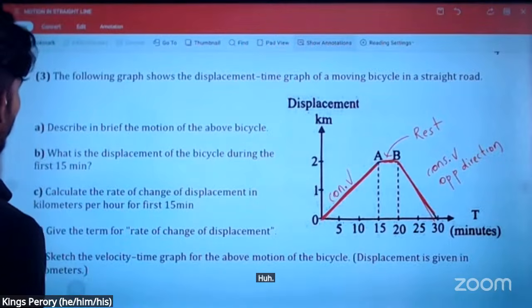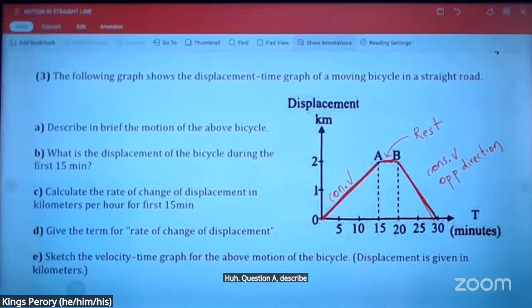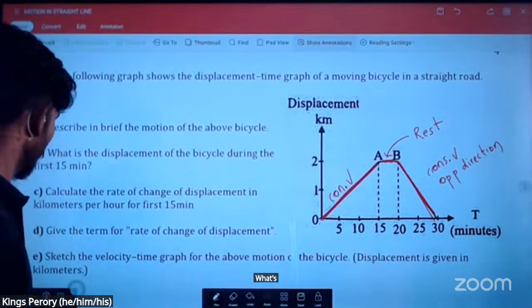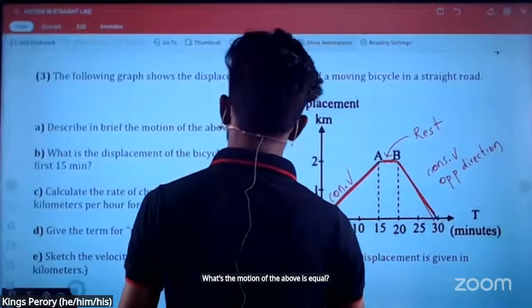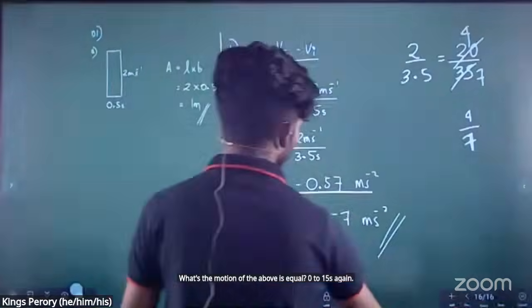Question A, describe in brief the motion of the above bicycle. What's the motion of the above bicycle? 0 to 15 seconds, constant velocity.